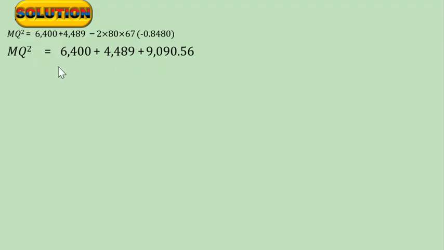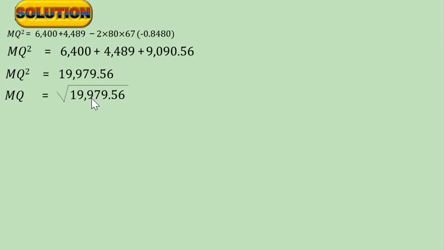9,090.56. Then simplifying further by adding everything together with your calculator, you are going to get 19,979.56. How then do we find MQ? We take the square root of both sides. If I take the square root of MQ squared, I get MQ. Then I'm going to take the square root of 19,979.56.